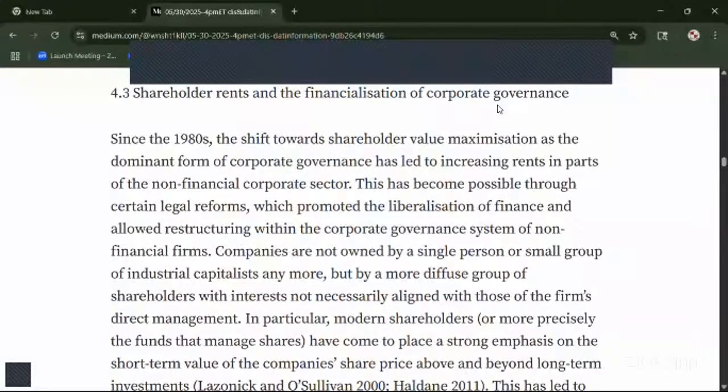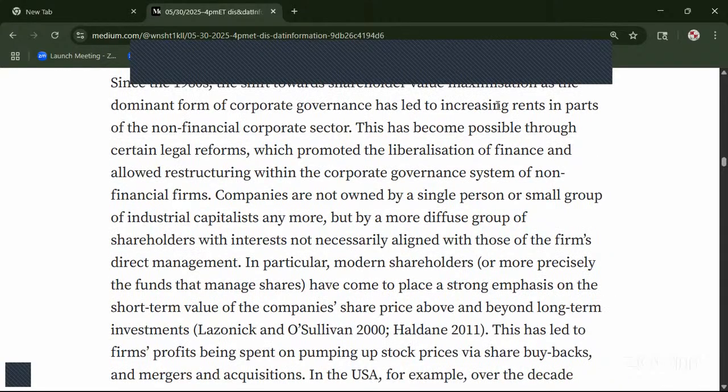Companies are not owned by a single person or small group of industrial capitalists anymore, but by a more diffuse group of shareholders with interests not necessarily aligned with those of the firm's direct management. In particular, modern shareholders, or more precisely, the funds that manage those shares, have come to place a strong emphasis on the short-term value of the company's share price above and beyond long-term investments.